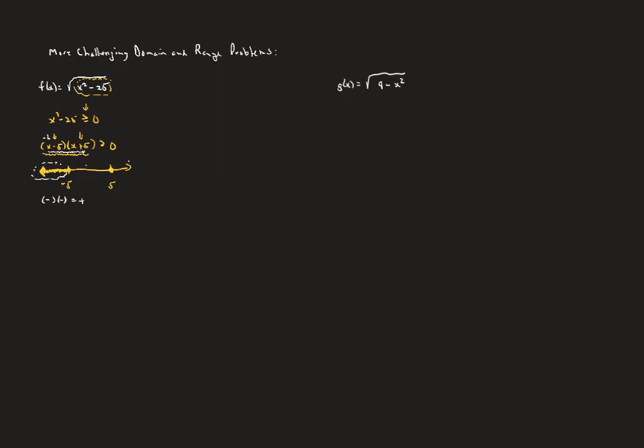Now if I take a representative from the middle region, I can use anything, but 0 is kind of a nice one. Then 0 minus 5 is going to be negative, 0 plus 5 is now positive, and a positive times a negative is negative, which is not greater than or equal to 0, which means there's going to be nothing in the domain in between negative 5 and 5. Taking a representative from the far right region, like say 6, then both of these are now positive. That is greater than or equal to 0, and so this also is going to be in the domain.